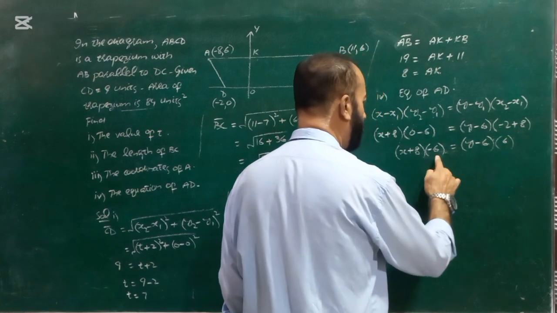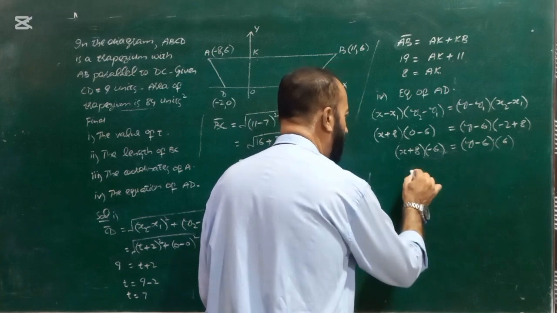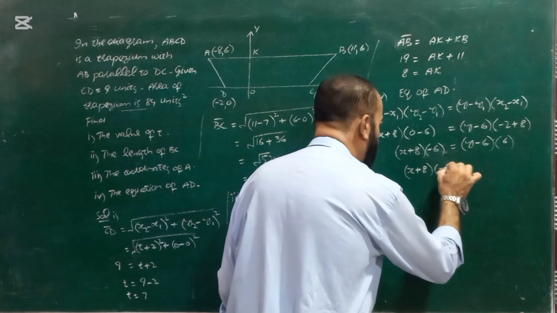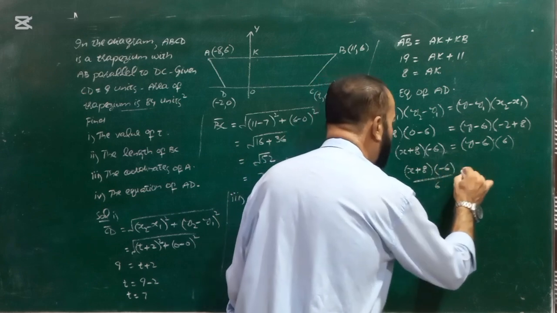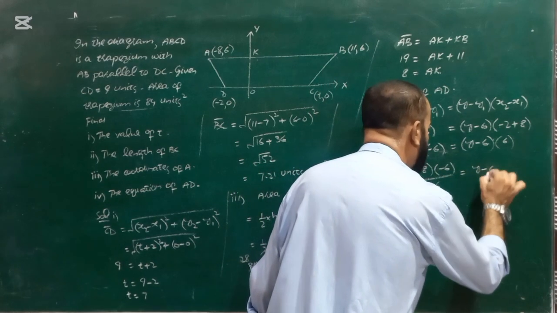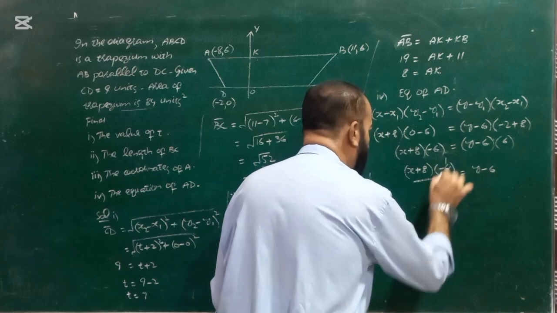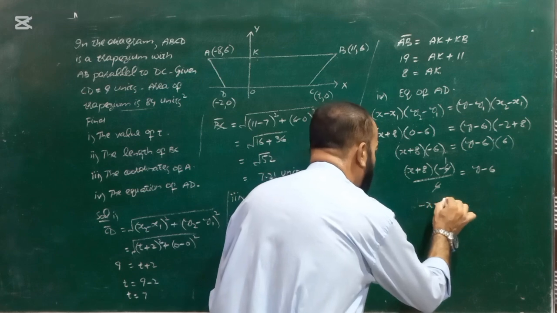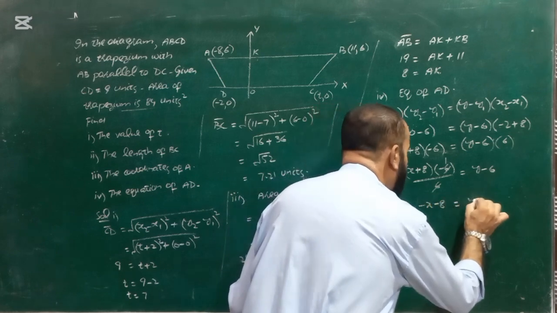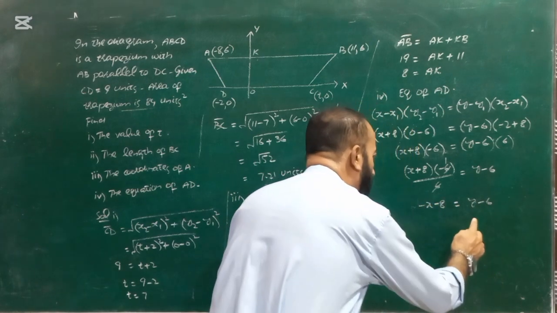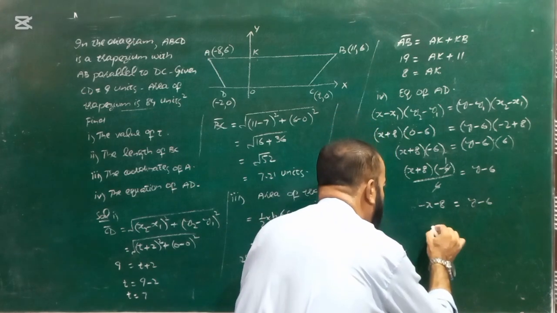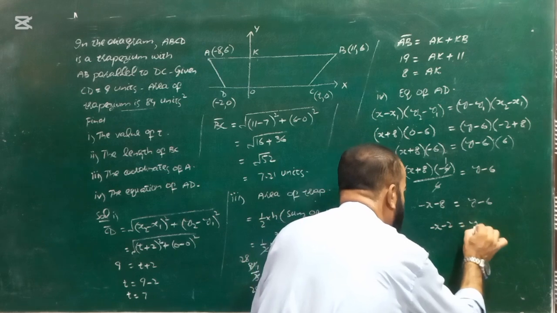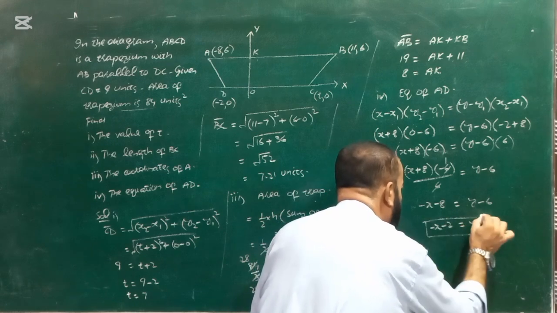So you can see this 6 will come to the left hand side. So x plus 8 into minus 6 over 6 will be equal to y minus 6. So this 6 will be cancelled by this one. So this is minus 1. So it will be multiplied inside. So minus x minus 8 will be equal to y minus 6. And from here, this minus 6 will come to the left hand side. It will become positive. So this is the equation of AD.